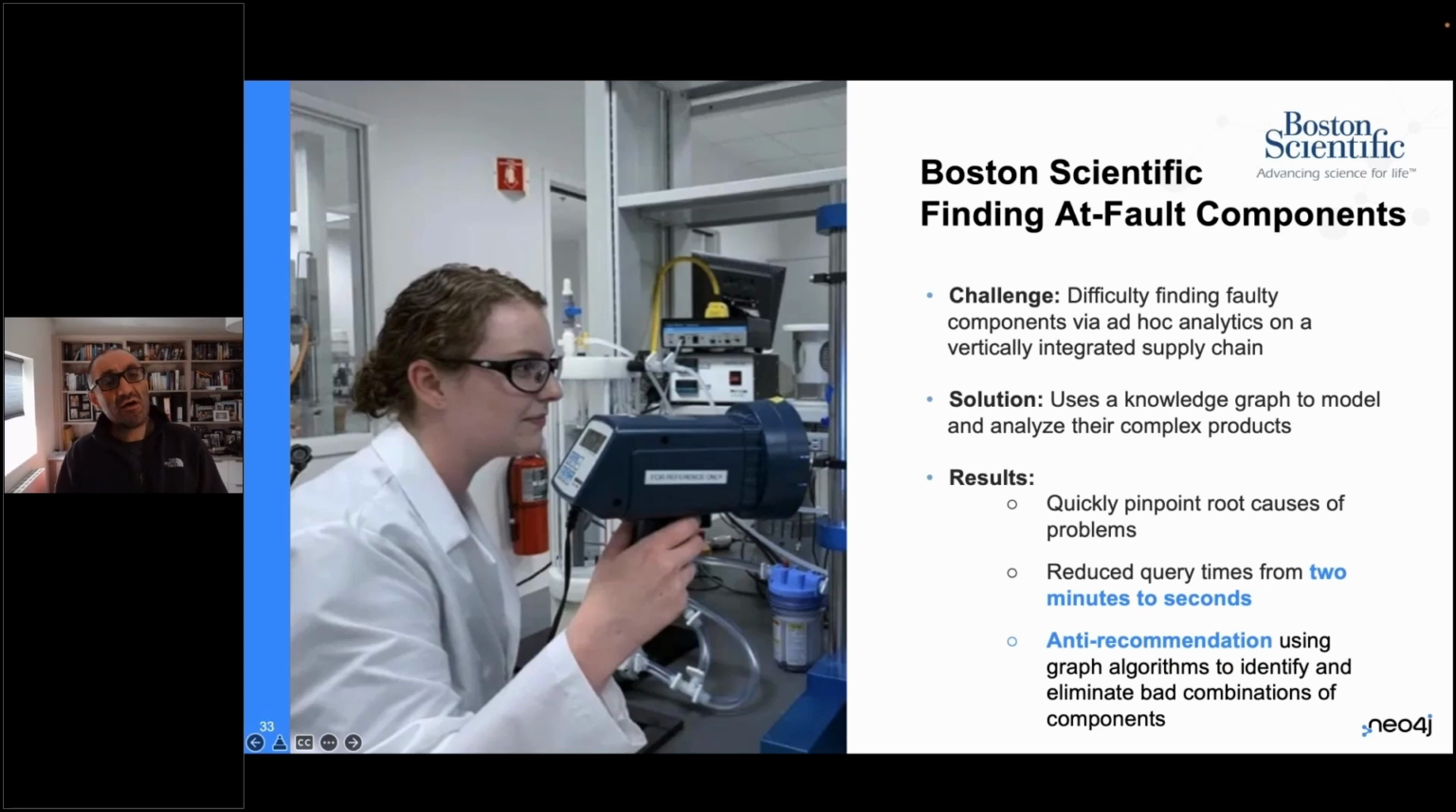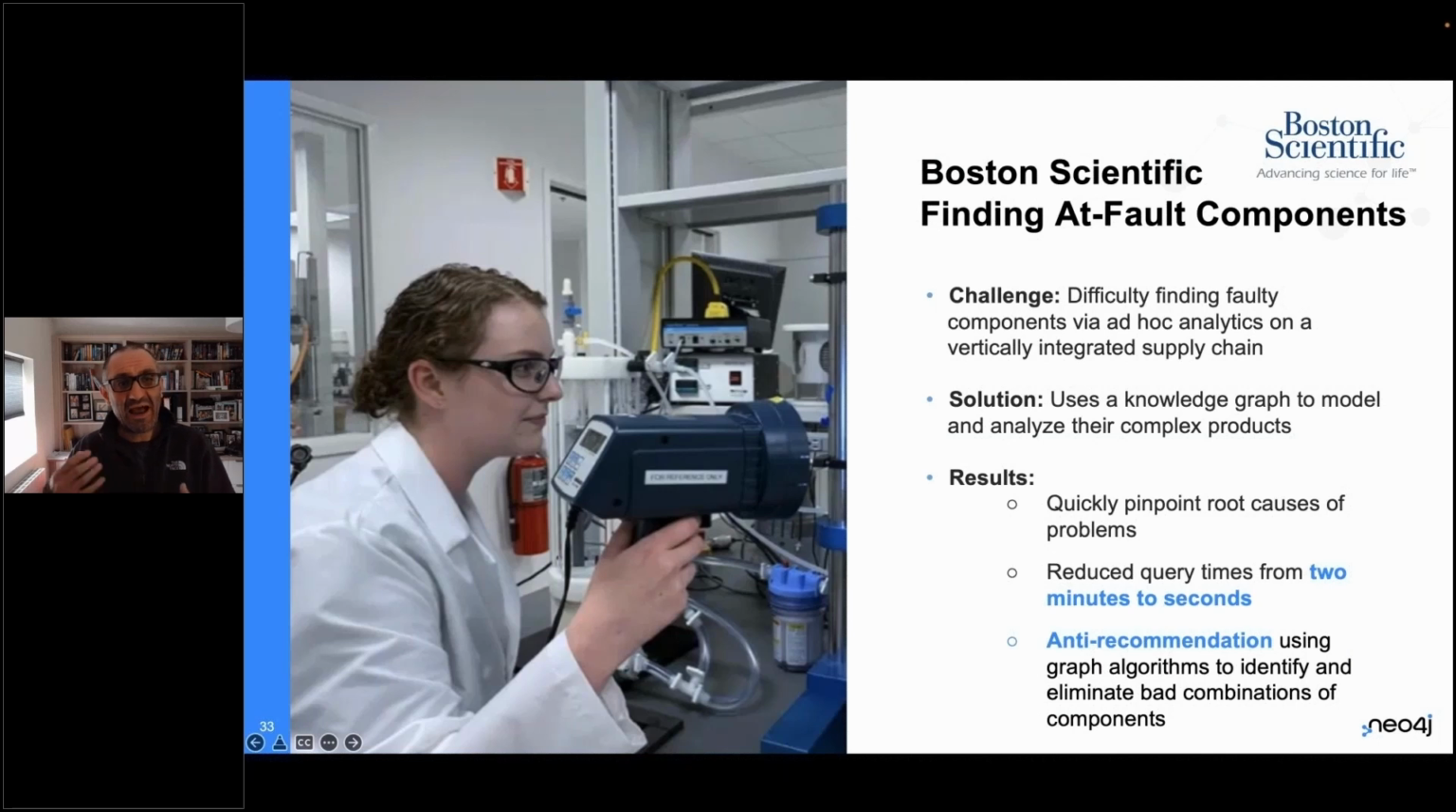They've used a knowledge graph to model and analyze their complex products. So they have the effective bill of materials for each product across a wide range of products. And then they're able to really rapidly pinpoint root causes of problems, effectively common ancestors that could be causing problems. And this has reduced query times from over 2 minutes actually to a few seconds, so they can spot problems in their supply chain quickly.